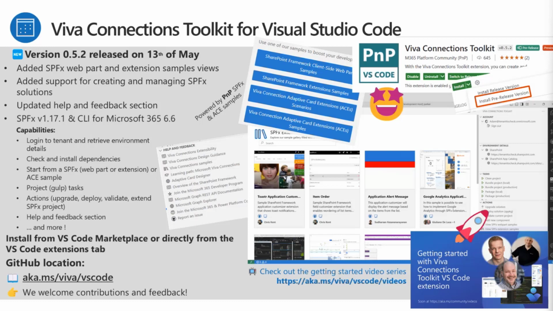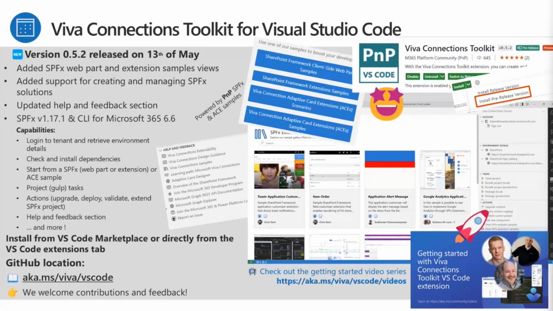We also extended the update and feedback section where you have more links that might be helpful for development, like ACE adaptive cards, the Graph Explorer, and a link to our PnP community. Basically, this extension will for sure be helpful for someone who is beginning their journey with SPFx, but also for pros. As you can see, we have actions that will help you manage your SPFx project, like upgrade, deploy, validate. We also have a welcome section where you can validate your environment, check if you have everything installed and if your dependencies are proper.